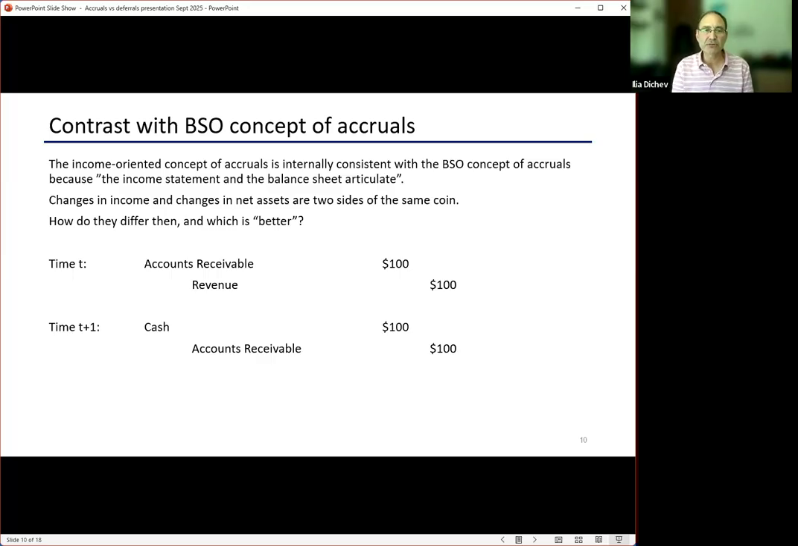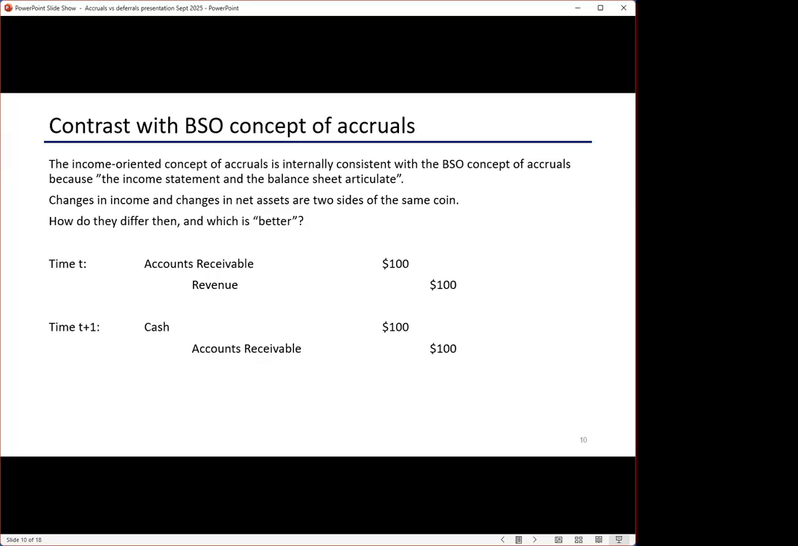I mean, here in this entry I was showing, yes, the accounts receivable, these are balance sheet changes, and you have this shifting of income from the future T+1 to T, okay? So yeah, we're describing the same things, but, drum roll, please. Which one is better?